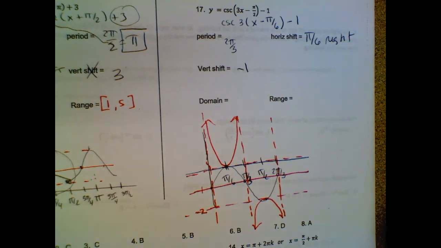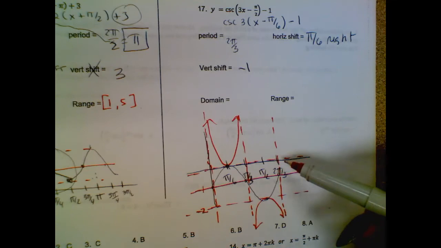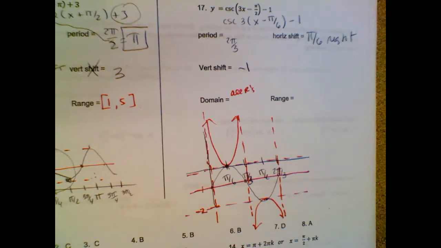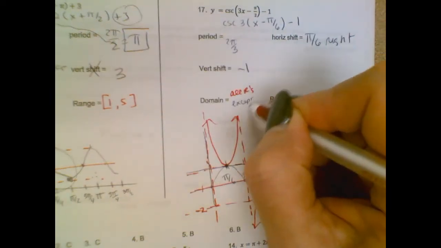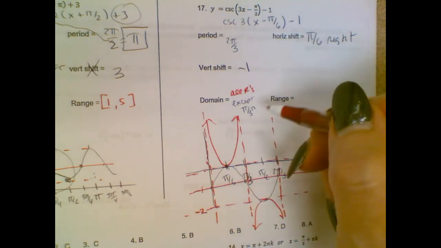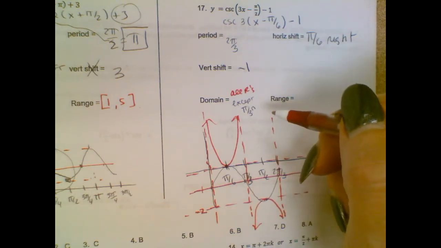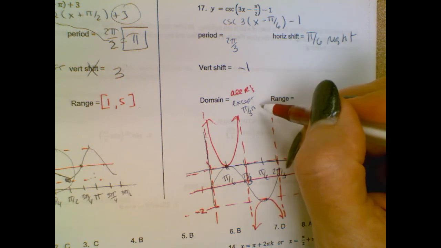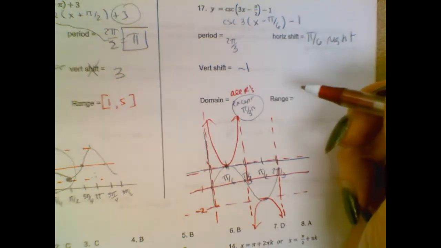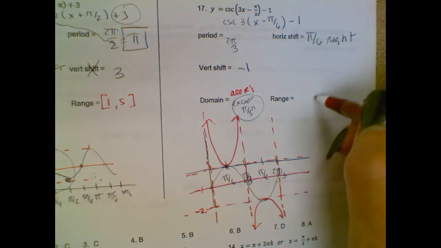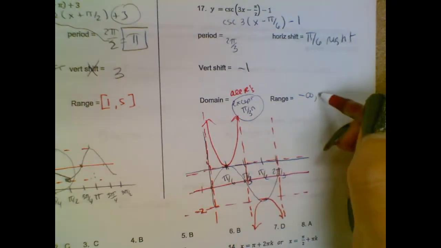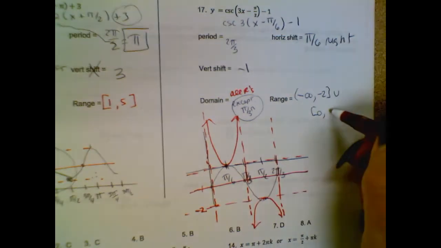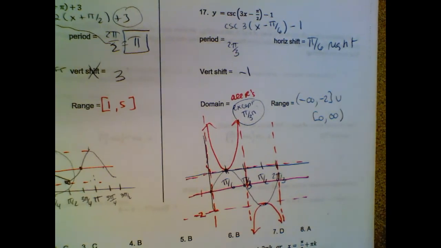Okay. So your domain, it looks like all numbers except pi over 3 and 2 pi over 3. It looks like every 60. So all reals except, looks like pi over 3n, where n is every integer. The range is, looks like negative infinity to this -2 line, in union with, and it starts again at 0 to positive infinity. That's your range.